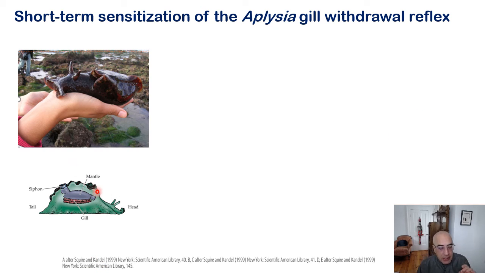So the behavior that I'm going to tell you about has to do with an organ named the siphon of the animal. The siphon is connected to the mantle and the gill, and when the animal is in seawater, the siphon is out and it pulls out the gill with it and allows the animal to get seawater through the gill and breathe.